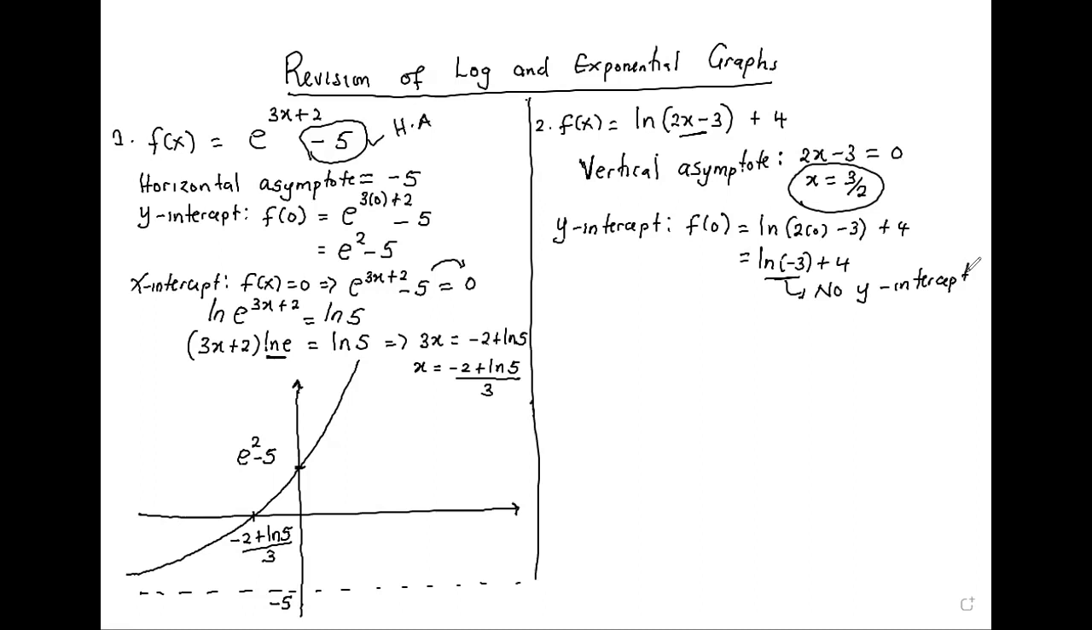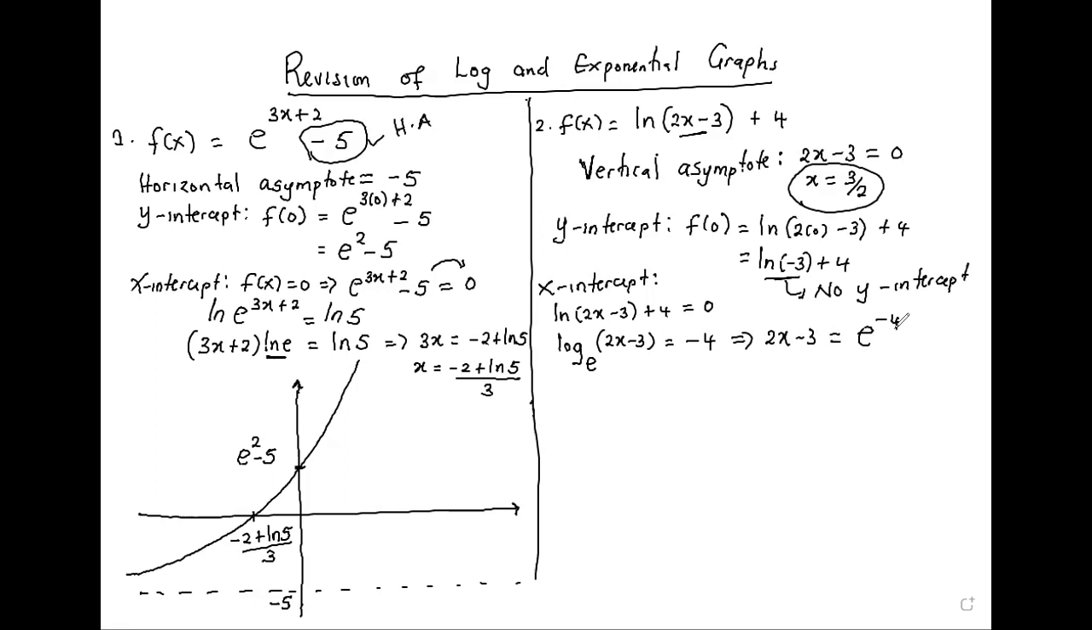And then we go to the x-intercept. You equate the whole function to 0. Okay, that will be log base e of 2x minus 3 is equal to -4. This means now you move from log to exponential. That is 2x minus 3 is equal to e to the power -4.